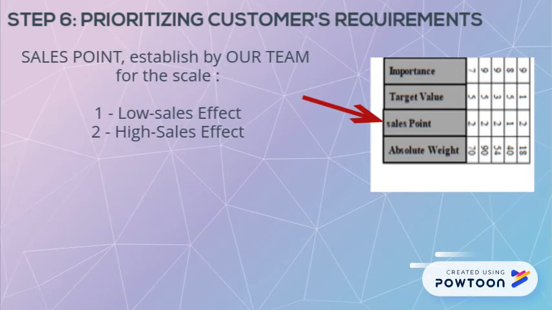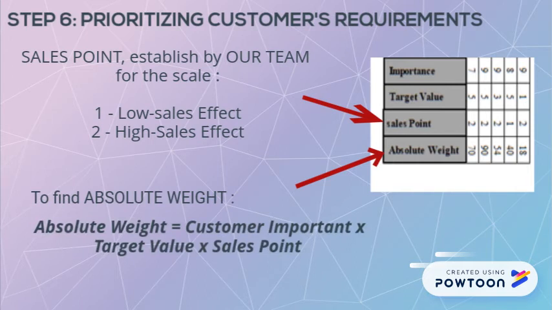Next, the sales point is established by our team for the scale: 1, low sales effect, 2, high sales effect. To find absolute weight: it is equal to customer importance times target value times sales point.